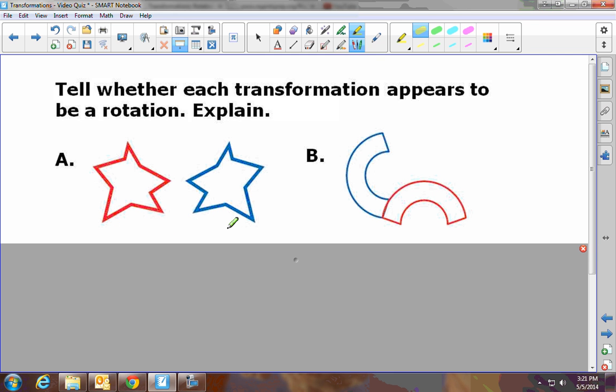Which ones are rotations, this or this? Well, hopefully you can see that this is a reflection. This would be our line of reflection. This, however, is a rotation. Take the blue figure and rotate it actually 90 degrees. It's a 90-degree rotation.